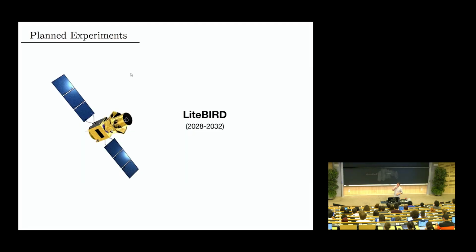And then finally, there's also a satellite experiment organized by Japanese researchers called LiteBIRD that's already funded, and it will go into space at around 2028. Yeah?